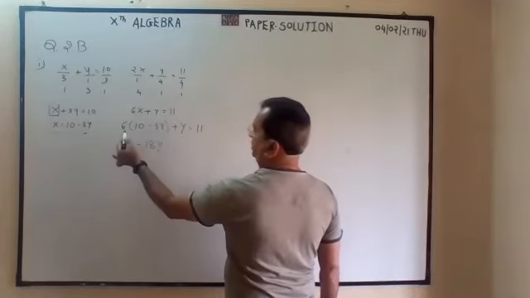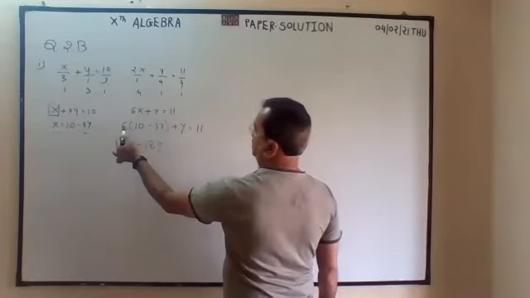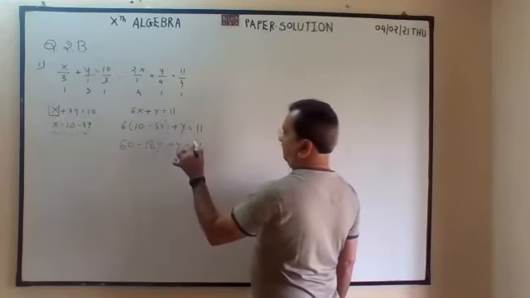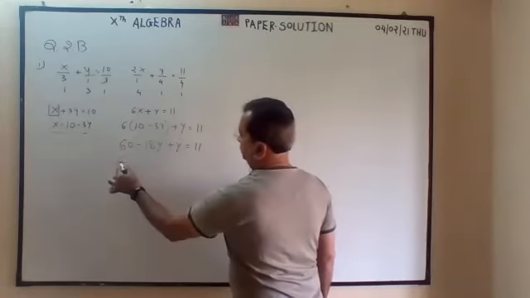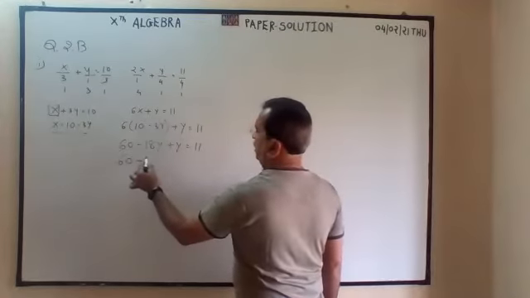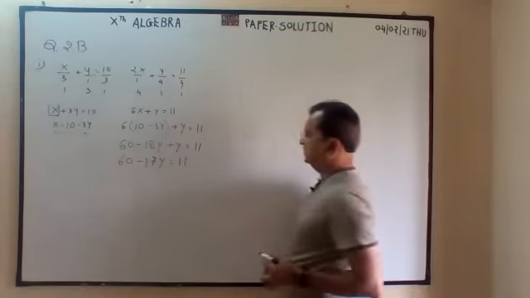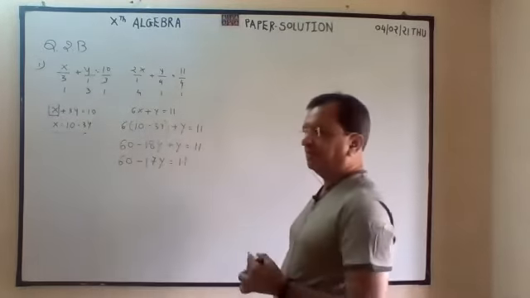6 tens are 60. 6 threes are 18. So this is 60, 1 less. Correct?